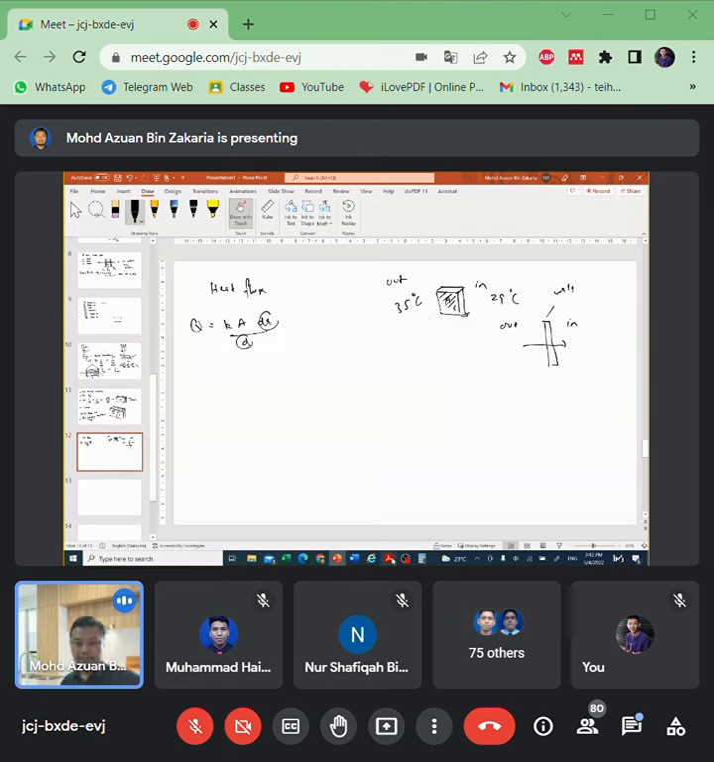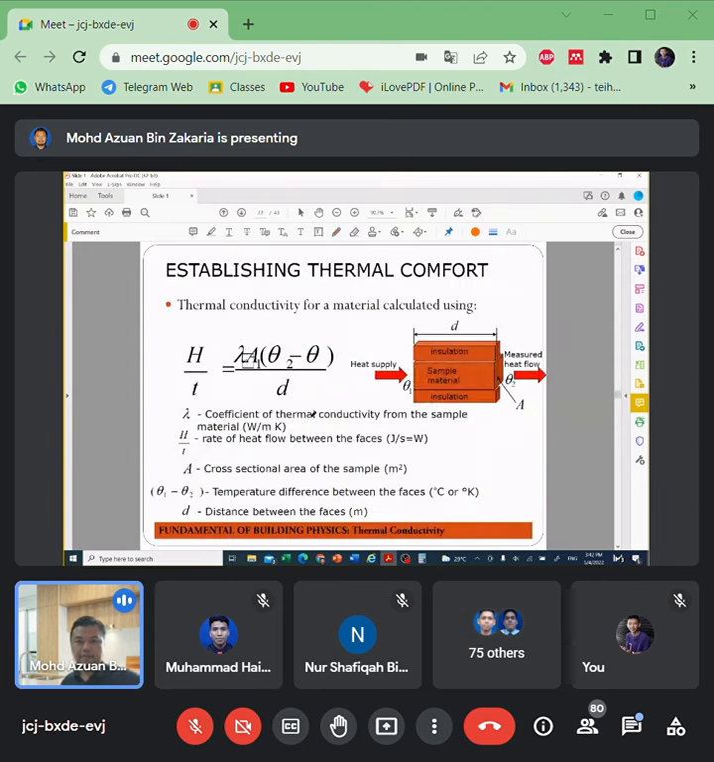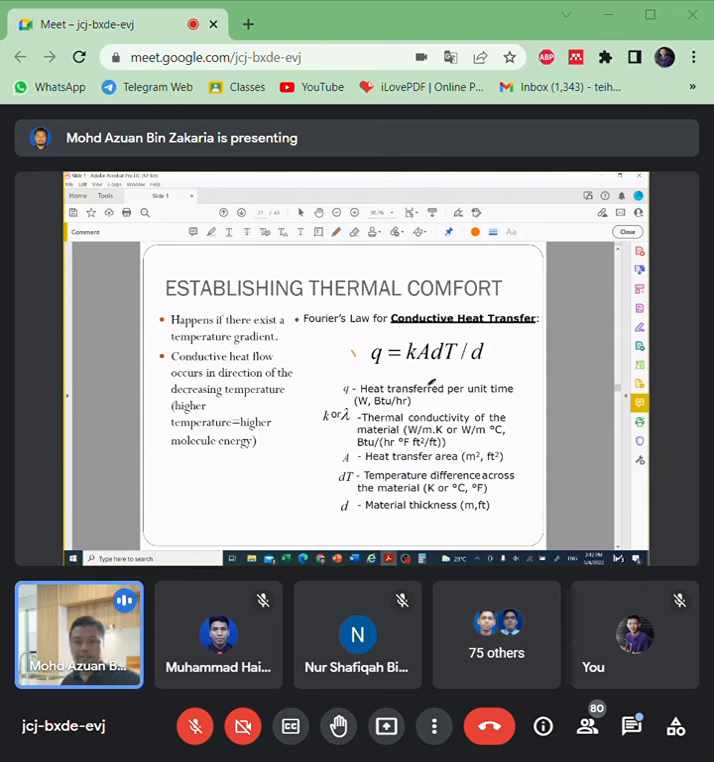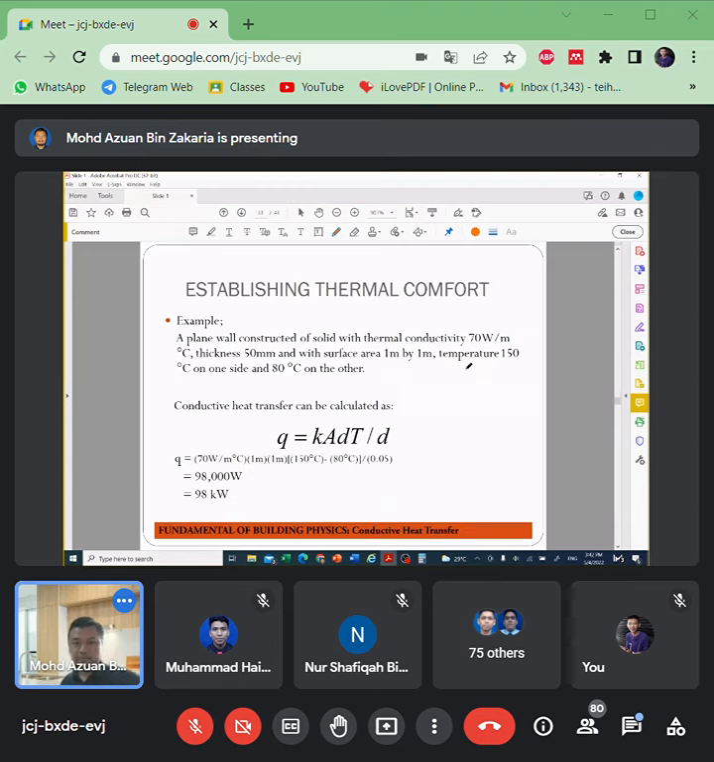I think this slide has the equation. In this exercise, the wall has only one layer, with thermal conductivity K of 70 watt and thickness d of 50 millimeter. Surface area is 1 by 1. Temperature on one side is 150 and on the other side is 80. So calculate the conductive heat transfer, or we call it heat flux.